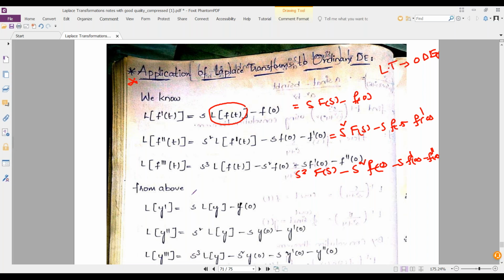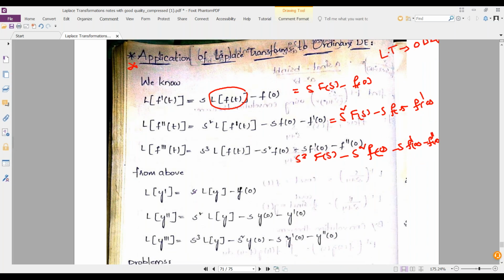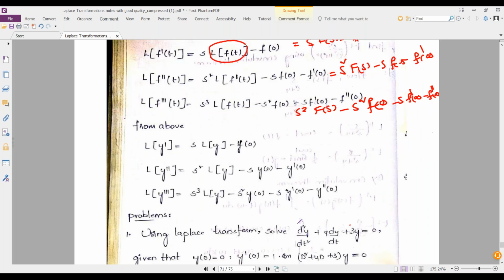Now, a differential equation will generally be given as d square y by dt square plus 4 into dy by dt plus 3y equal to 0. This is the second derivative, this is the first derivative, and this is a constant. So the second derivative can be written as L of y double dash equals s square Y of s minus s times y of 0 minus y dash of 0. Here, guys, you need to know y of 0 and y dash of 0. In the majority of cases they will be specified. Suppose y of 0 and y dash of 0 are not given, you need to write y of 0 as something and y dash of 0 as something. That's the process. Okay, let us check the problem.